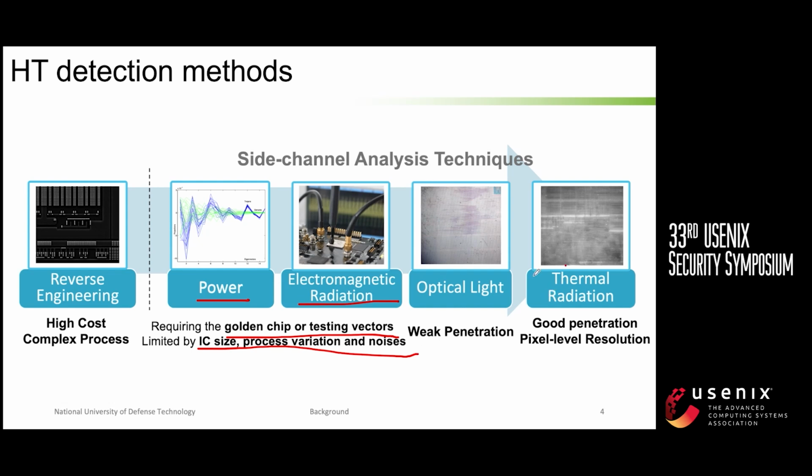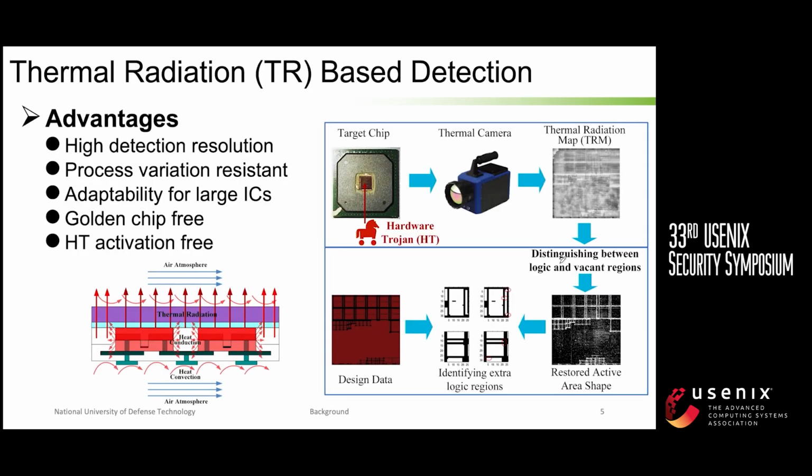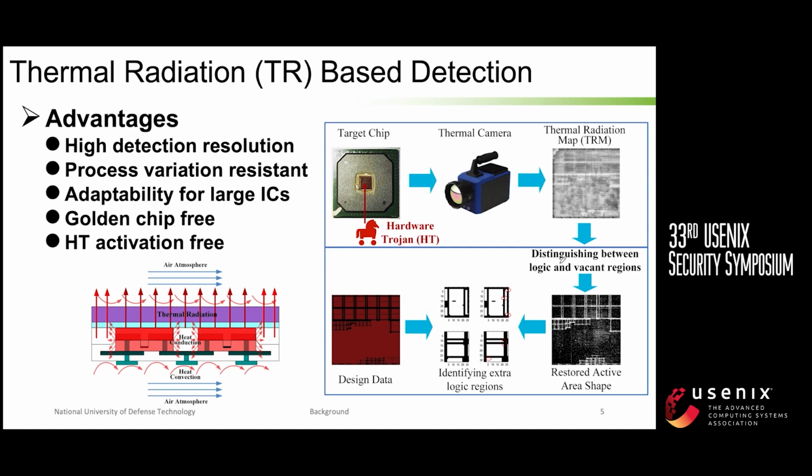So we turned our attention to using thermal radiation for HT detection. Previous research has shown that using TR for HT detection has a lot of advantages. It offers high detection resolution, can resist process variations, and comes with more practical detection conditions. Let us briefly discuss the detection mechanism used in existing TR-based methods.